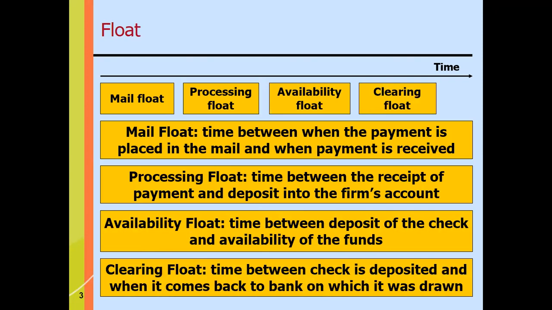And finally, the clearing float is the time between when a check is deposited and when it comes back to the bank on which it was drawn. So basically, the clearing float is when we can make use of the money, but to be safe, we are using a checking account wherein we have the checks to be used for our payments. So without the checks, no payments will be processed by banks. So these are the four common examples of the floats that we know of.